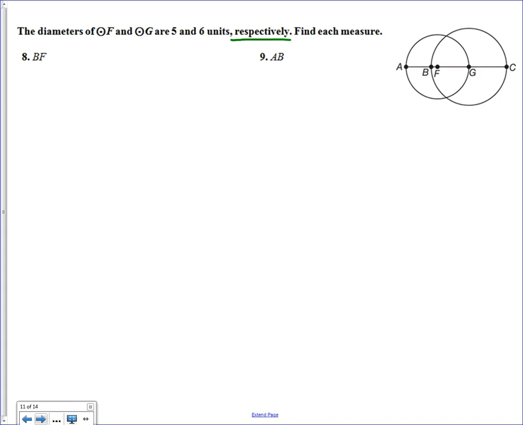An easy way to think about it is it means the way that they're giving us the information is the order that they're giving it both times. So when it talks about circle F, the first thing it talks about is 5 units. The second thing it talks about is circle G, and that's talking about 6 units. So the diameter of F is 5 units. The diameter of circle G is 6 units.